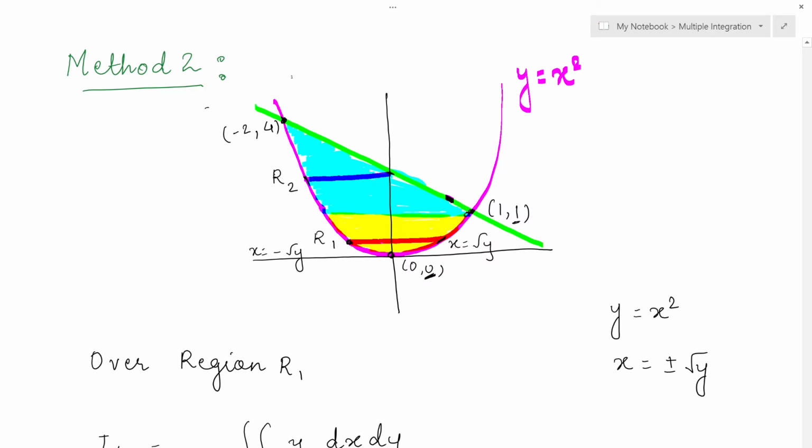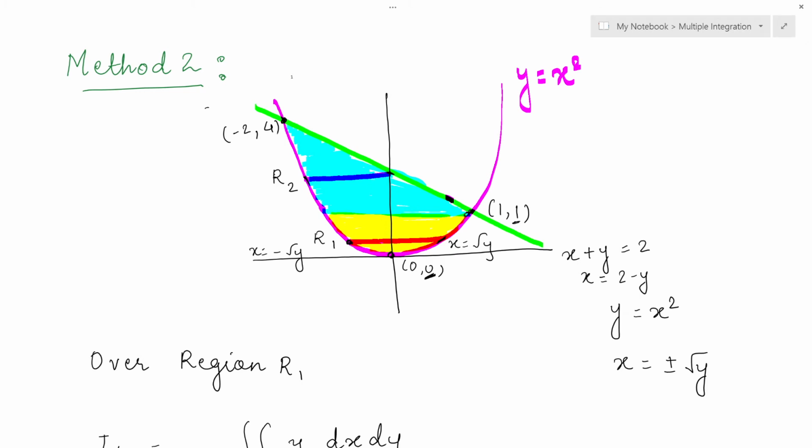What is the equation of the green line? x plus y is equal to 2 is the equation. That means the value for x will be 2 minus y. So my upper limit will be 2 minus y. Lower limit will be minus under root of y.